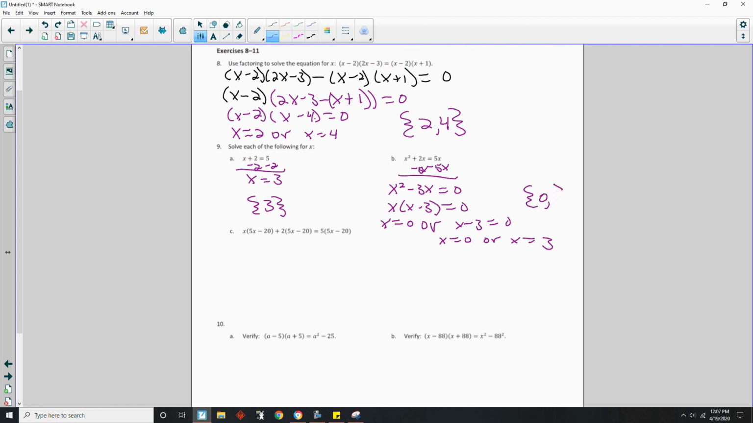And in set notation, it is the number 0 and, what was that? 3. Whoa, whoa, whoa, what's going on? Okay, 0, comma 3. All right, there we go, 0, comma 3.